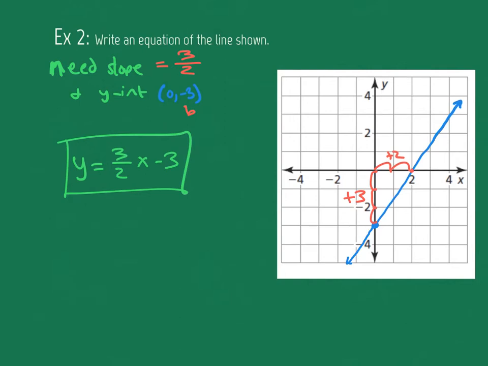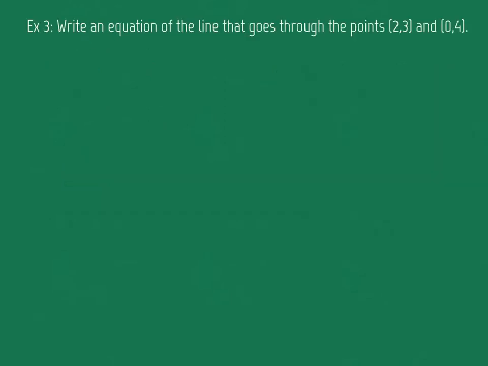Let's do one more. Example 3 says write an equation of the line that goes through the points (2, 3) and (0, 4). In this one, it's a little harder. We're not given anything straight up. We have to kind of find it. This is what I want you to get good at recognizing. (0, 4), right away you should be thinking, oh great, that's a y-intercept because the x value is 0. So I do have the y-intercept. I need to find the slope.